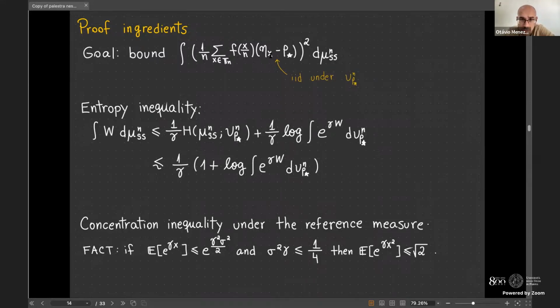And if instead of looking at the occupation of a single site, you look at a local function, then there's some extra steps, and you get that extra factor with the size of the support. But it's basically two steps. Use your entropy to change the measure, and then use the explicitness of your reference measure to estimate your exponential moments.